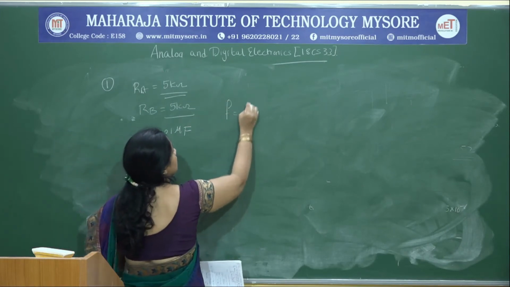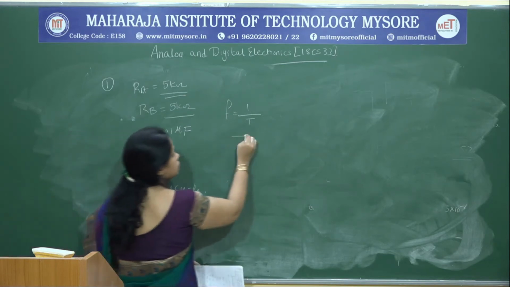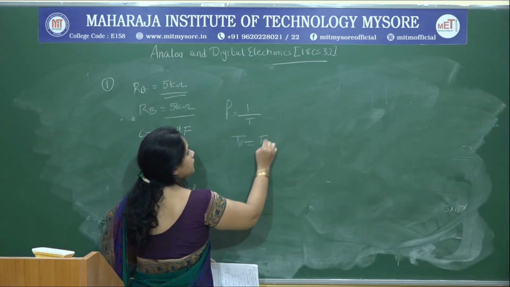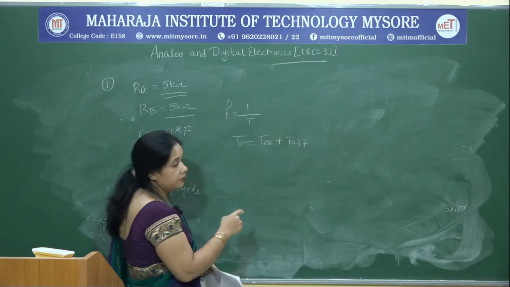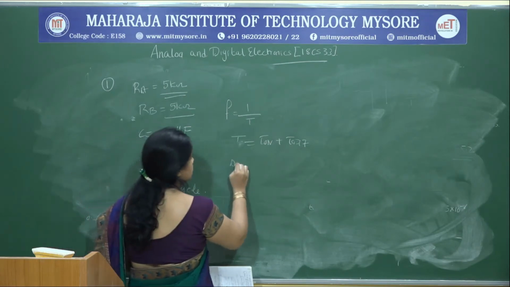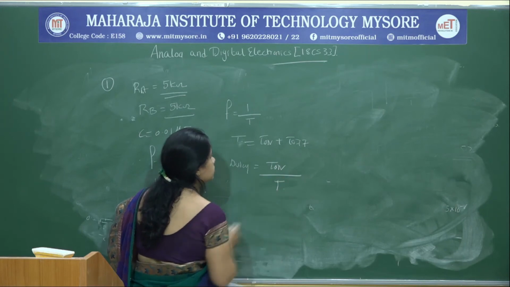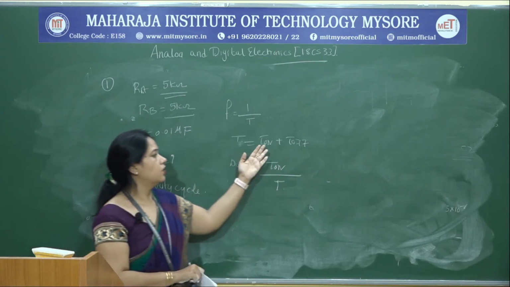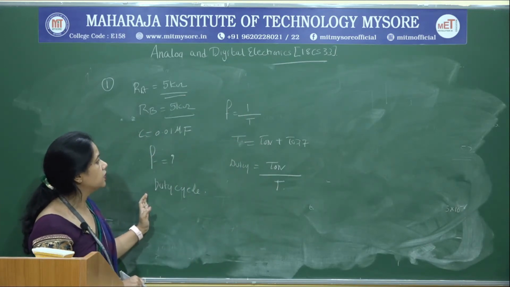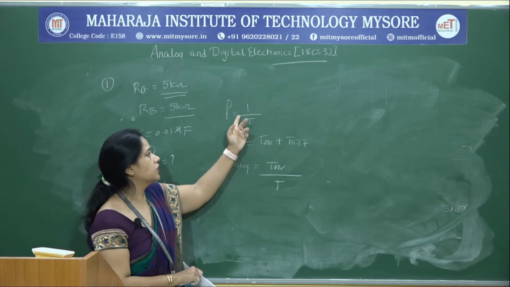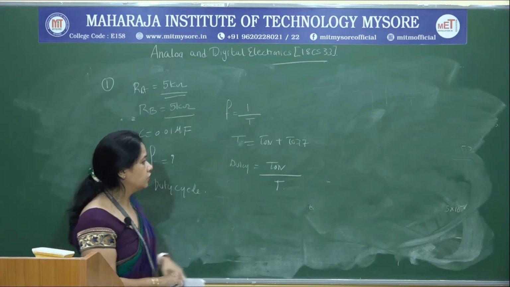Frequency is what? Reciprocal of time period. So, I need to determine time period. To determine time period, it is the sum of on time plus off time. We need to determine on and off time, and duty cycle is the ratio of T on by total time. So, we will first determine on time and off time given the circuit parameters, later substitute these values here, we get time period, subsequently we will get the frequency and duty cycle.